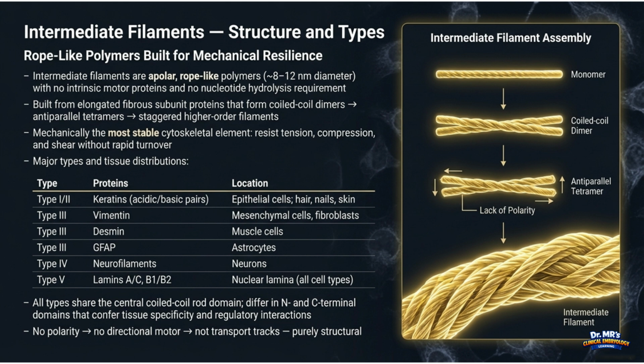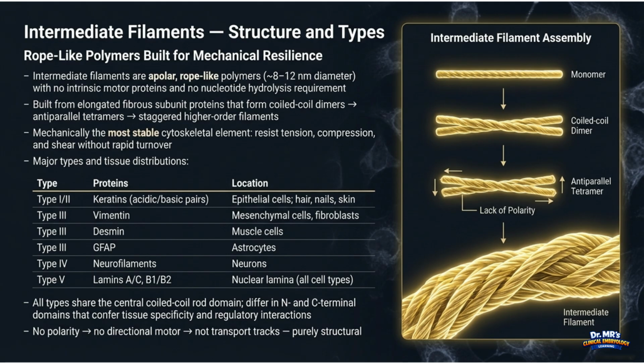Then there's desmin, which is specific to muscle cells holding the contractile units together. GFAP, or glial fibrillary acidic protein, which is found in astrocytes in the nervous system. Neurofilaments, which act as the internal rebar for long neuronal axons. And finally, the lamins, specifically lamins A/C and B1, B2.